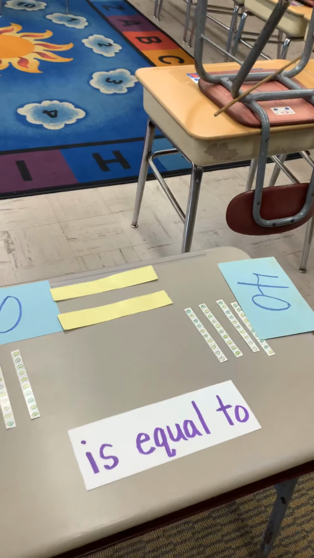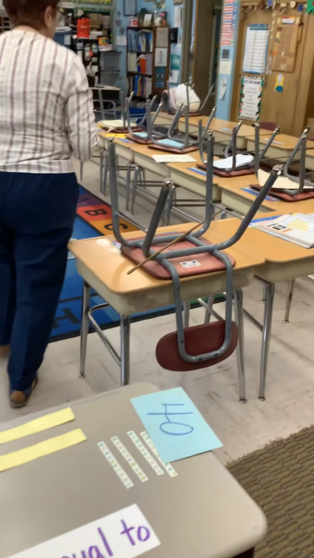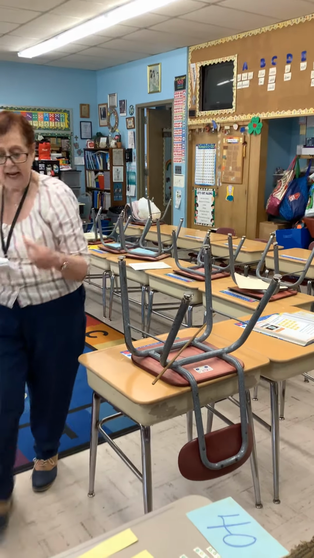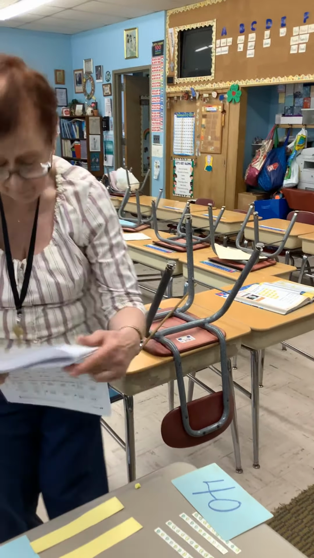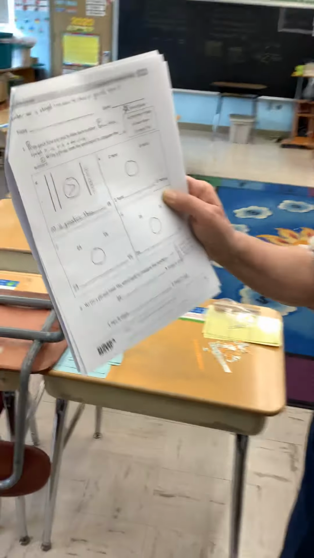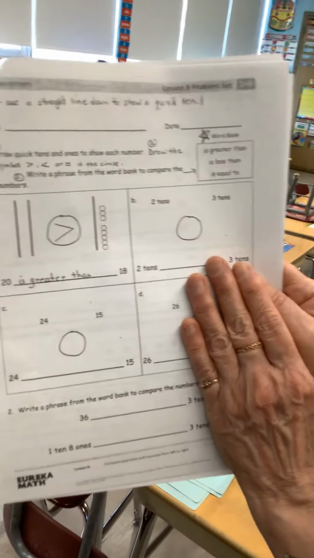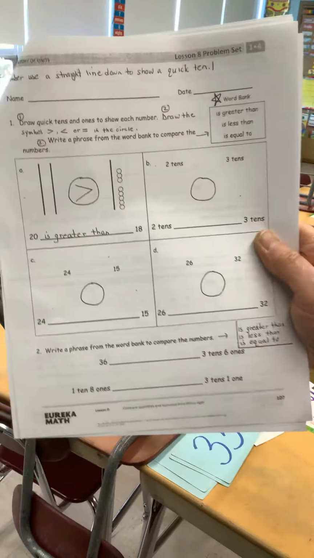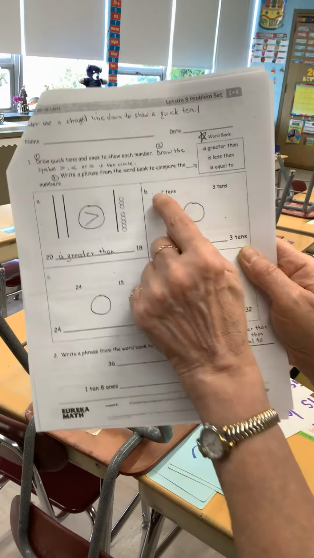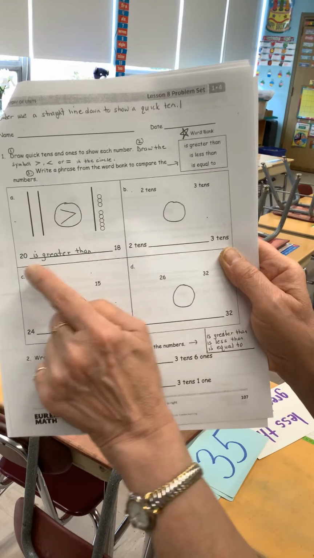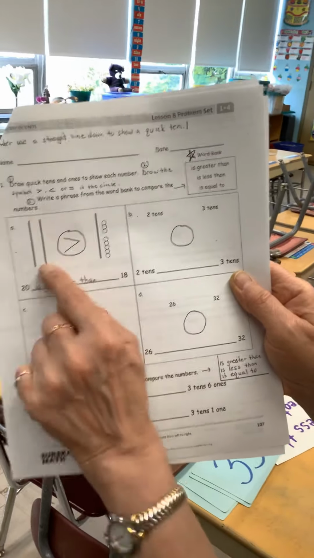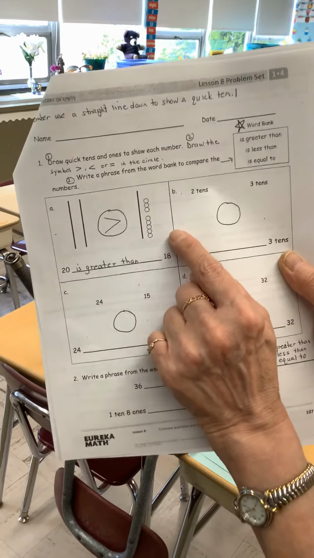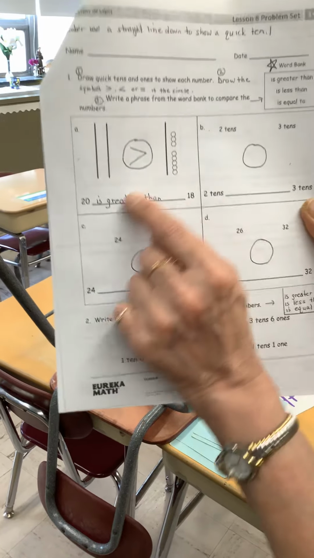So now I'm going to get the papers that go with this lesson, okay? You see right there, Mrs. Susan. Okay, so once again, you're going to be looking for lesson 8. So look what they're going to ask you to do. They use quick tens. So I'm glad I used quick tens because they want you to draw it. Because look, they put the numbers 20, so they made 2 quick tens. Blank is in 18. And then put your sign and then write it.